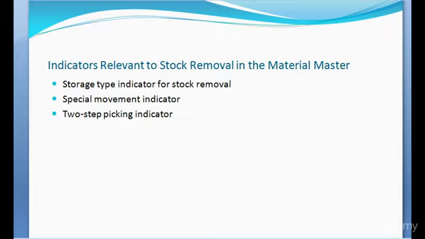A special movement indicator is an indicator with which we can control the put away, and which allows us to give special treatment to selected material. So we have seen the use of a special movement indicator in put away. Similarly, the special movement indicator can be used for a picking process. The two-step indicator is used to indicate that the material is going to be picked in 2 steps.